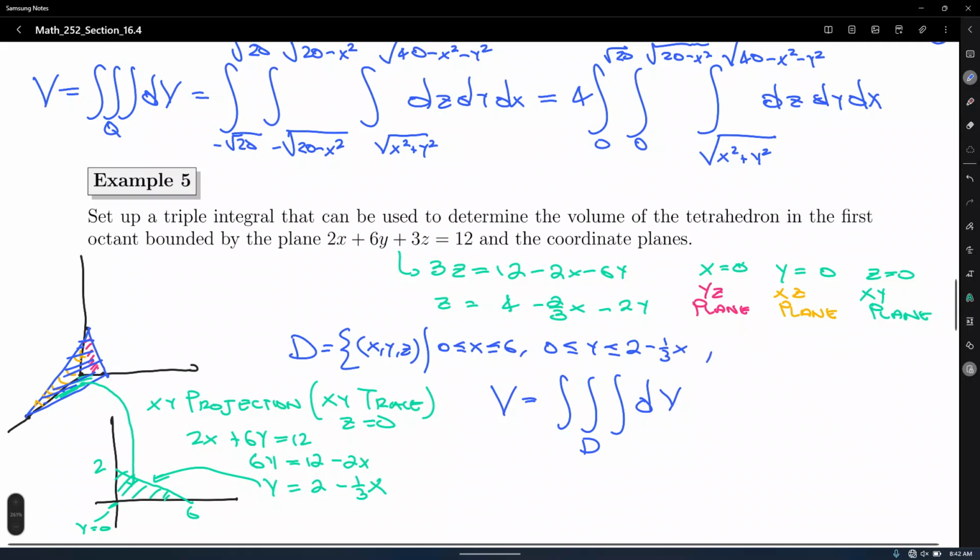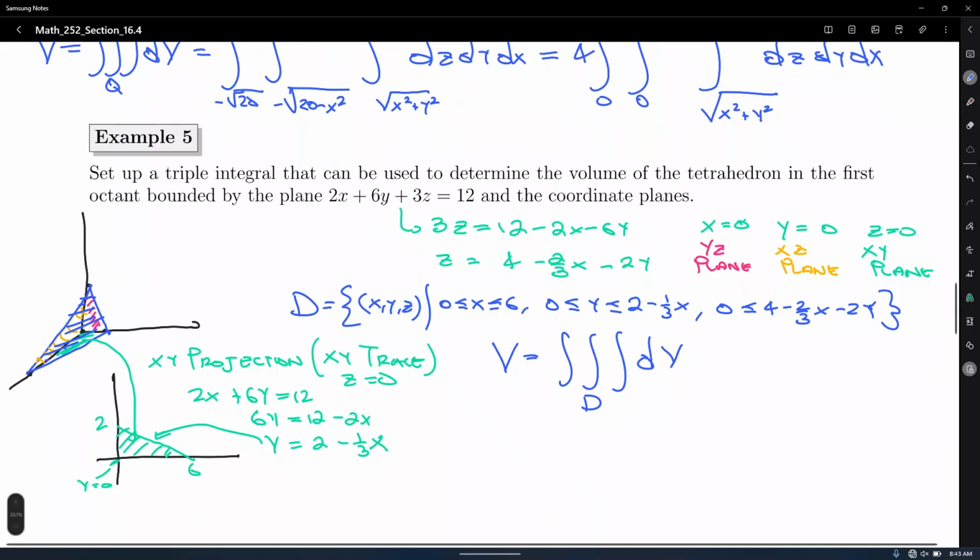And lastly, z varies between also 0 and the equation in terms of x and y that describes the plane. That is 4 minus 2/3 x minus 2y. So that is our domain of integration. And those are going to represent the limits of integration when we set up the triple integral.